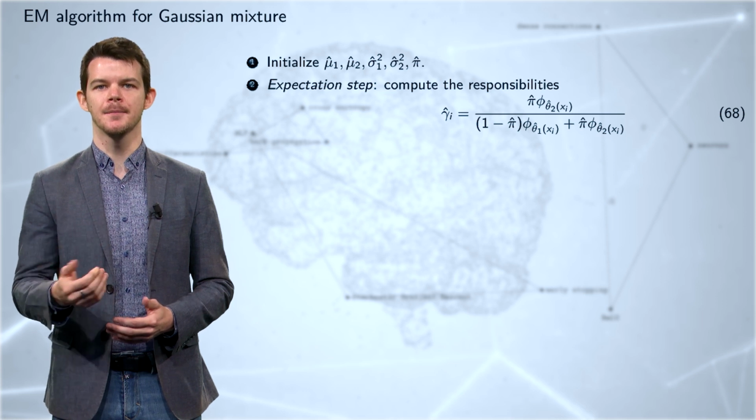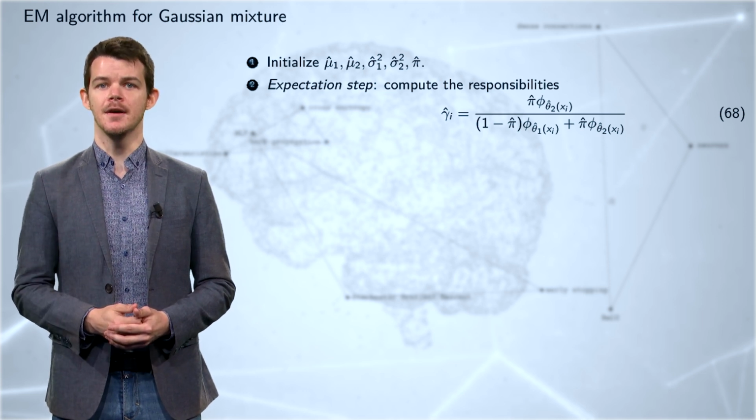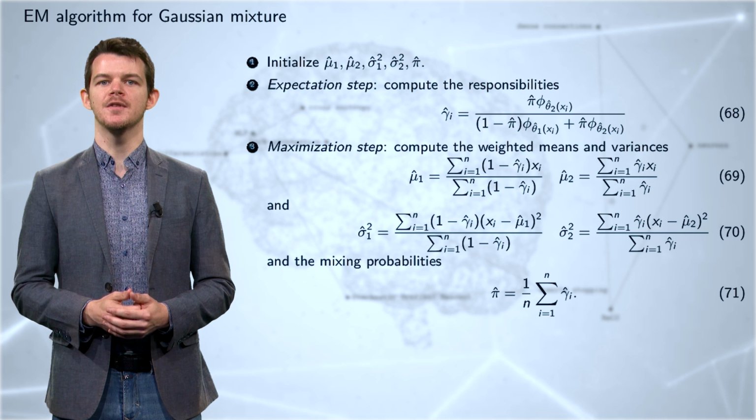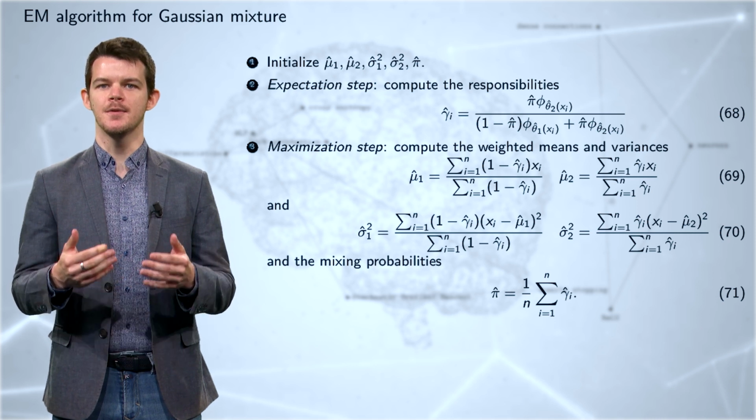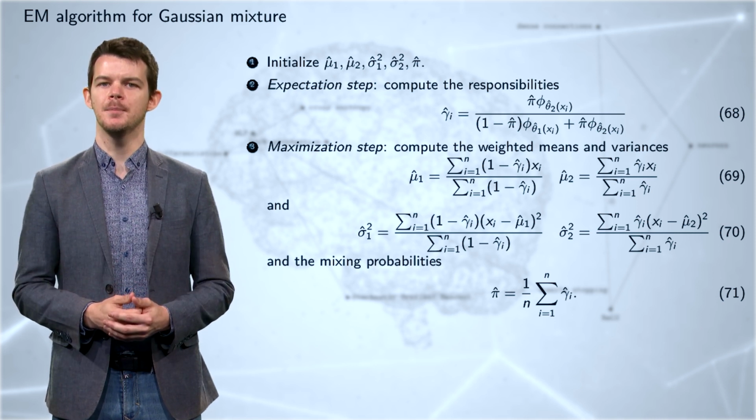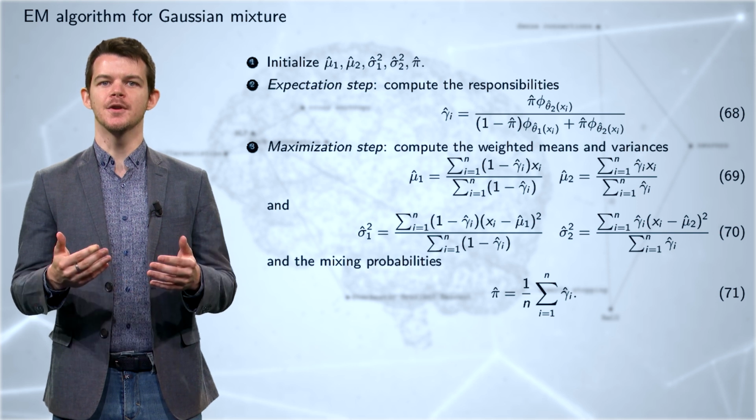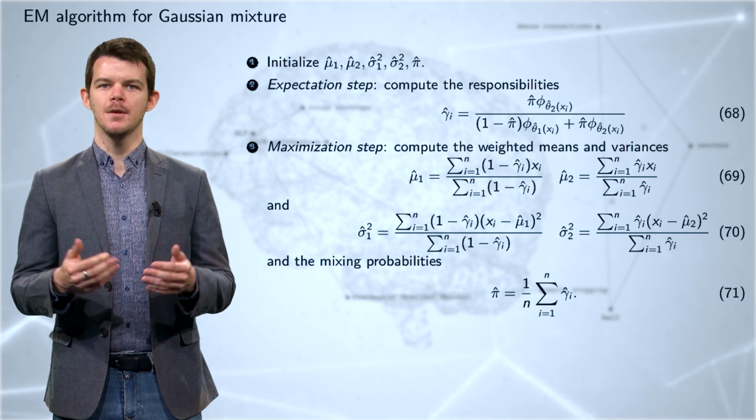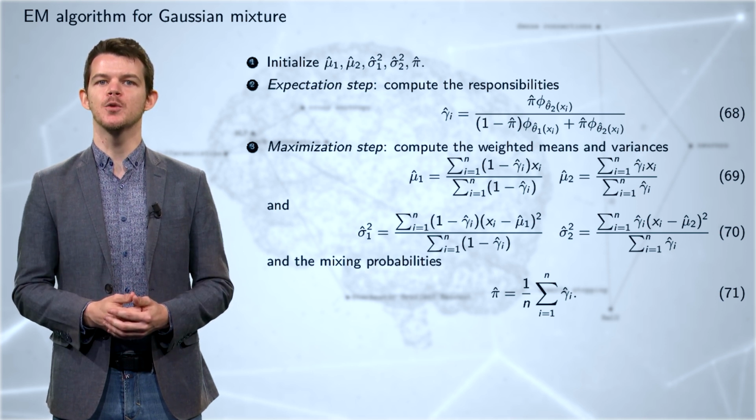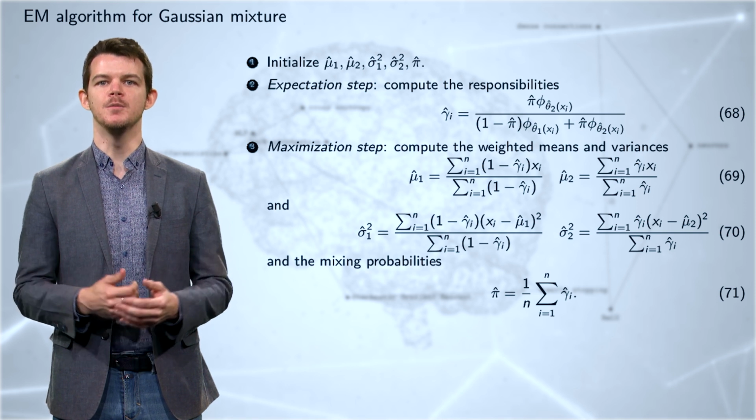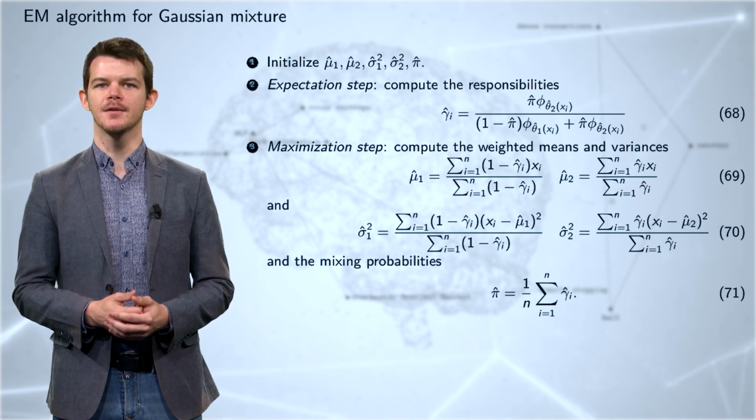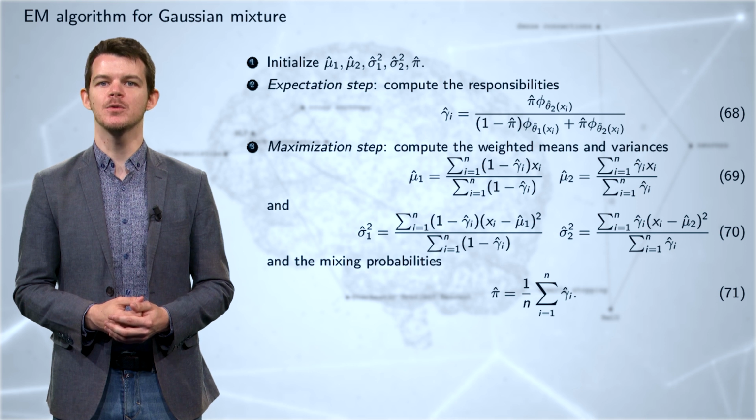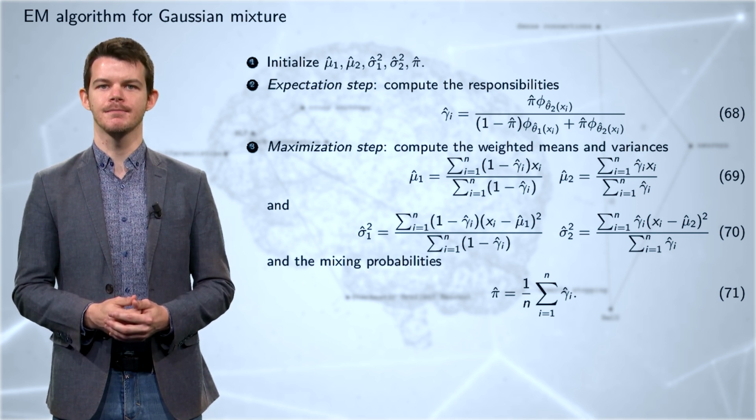Once these gammas have been computed, we can inject them inside the complete log likelihood to replace the values delta I. Once this has been done, it is easy to maximize the resulting log likelihood with respect to θ1, θ2, and pi. The result of this maximization is given in equation 69-71. Note that the result here is nothing but weighted mean for μ1 and μ2 and weighted variance for sigma 1 square and sigma 2 square, where the weights are the gamma I hat.